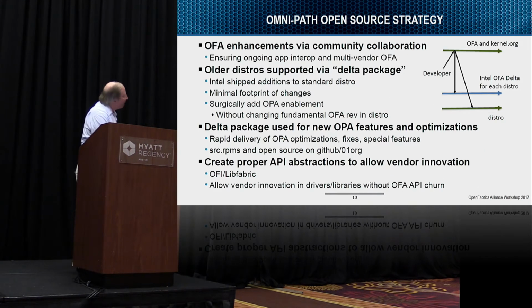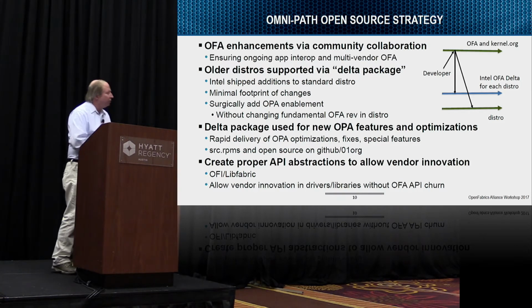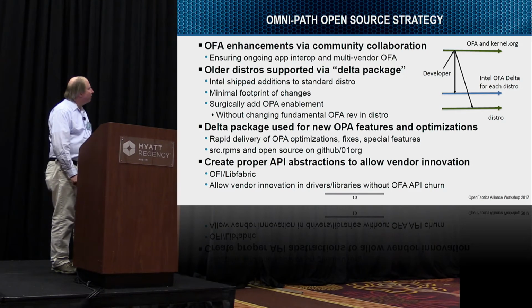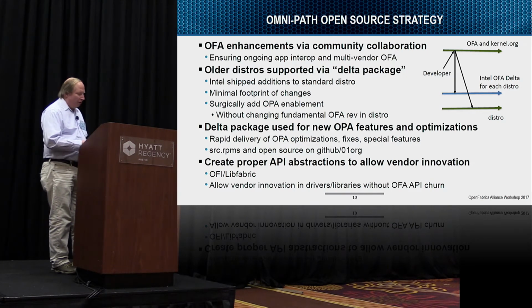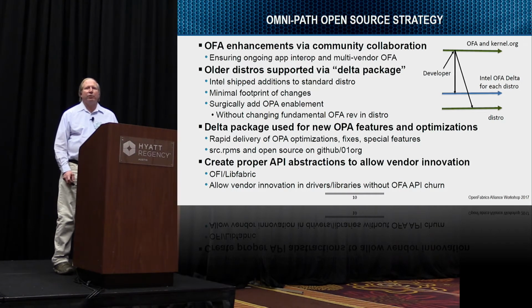One of the paths is what we refer to as a Delta distribution, which I'll talk about in a moment. It gives us a vehicle to get things to the customers before the distro has included them. That way we can support customers in a very surgical way, to ensure that we're minimizing change to the distro. It also gives us a way to get newer features out very quickly for the early adopters that are requesting new features, integrating with new applications, adding enhancements to existing features, or tuning performance on certain environments.